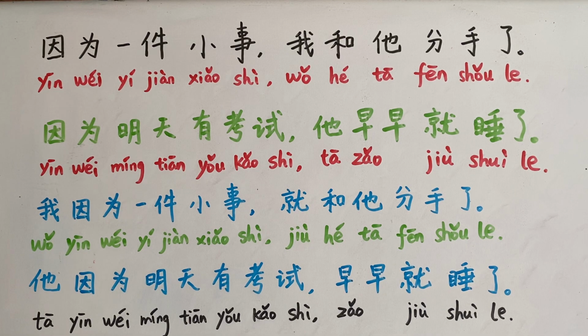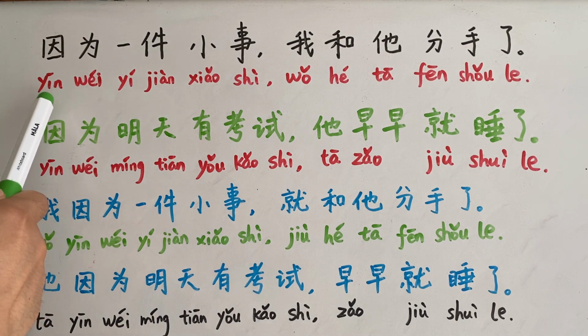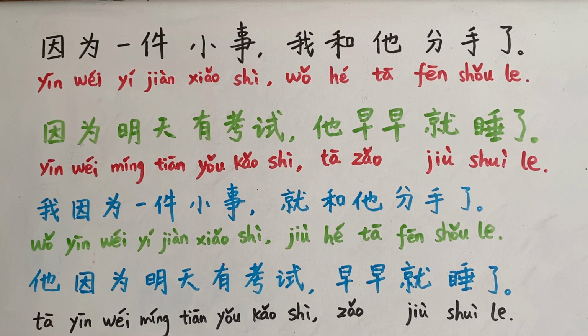In this video, we're going to talk about the Chinese conjunction word 因为. This one, 因为. It means because. So we have 4 sentences here on the board and basically 2 pairs of sentences, because 2 of them are basically the same thing, just another way to say the same thing.